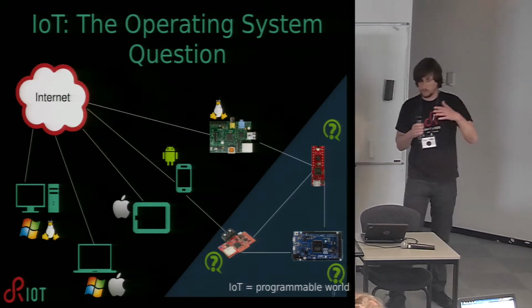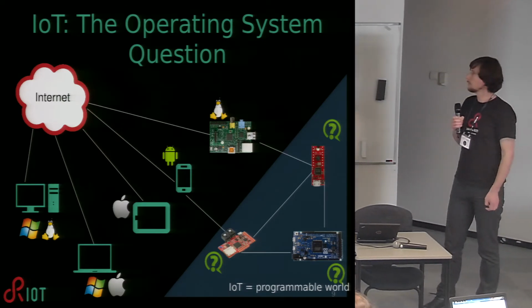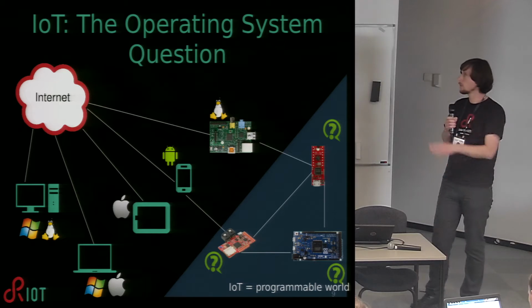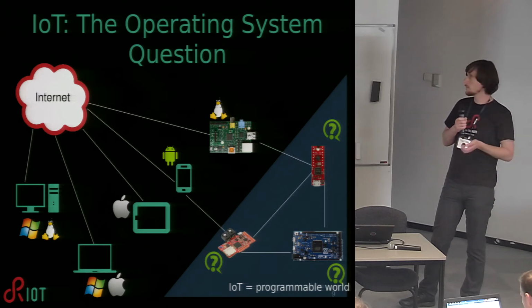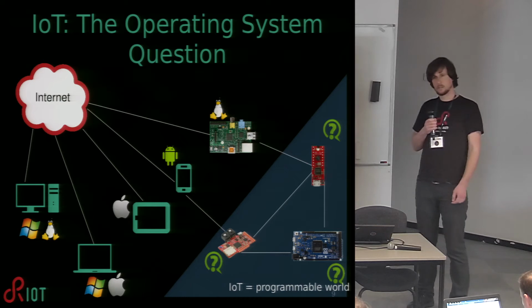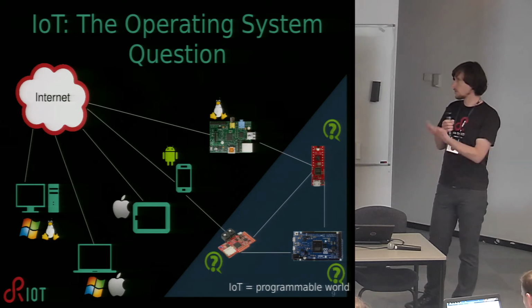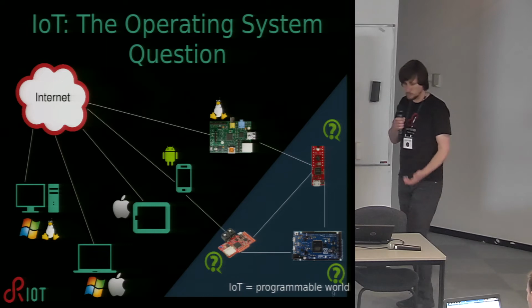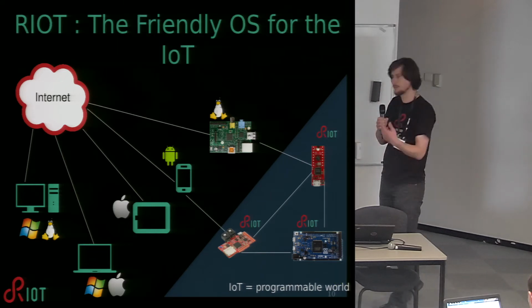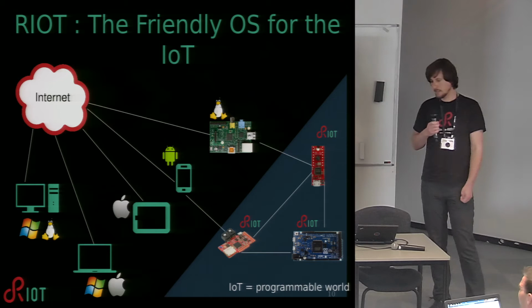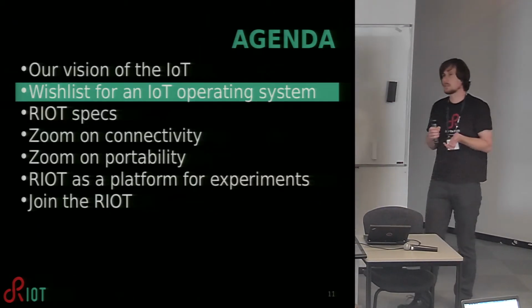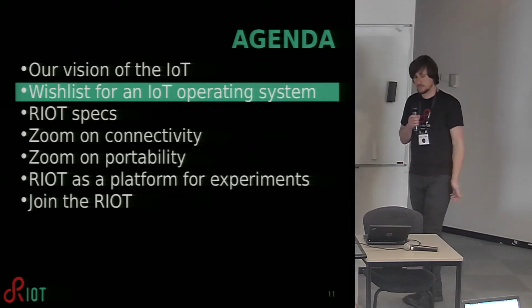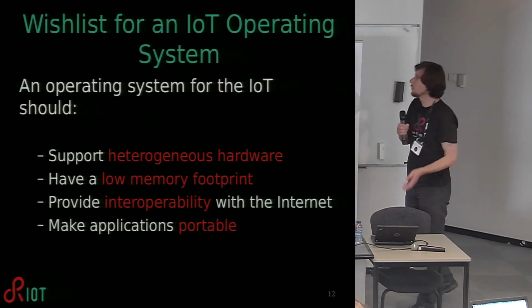And the problem is, if you look again at the IoT, for all these Internet hosts we already have nice operating systems like Linux, BSD, macOS, Windows, Android. Even on the Raspberry Pi, you can easily run Linux. But all these operating systems just won't work on these small devices. So the obvious solution for us is to run RIOT on these devices. And so let's look again at what's needed for an operating system in the IoT. So what do we want from an operating system?